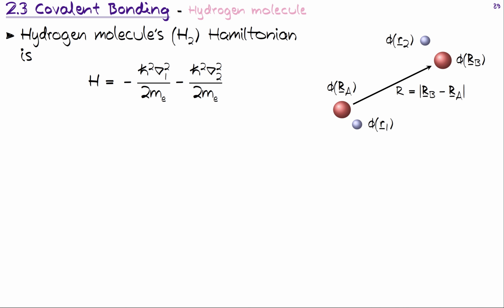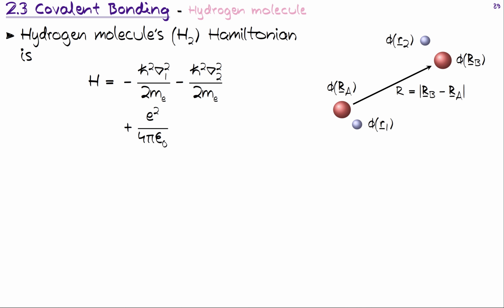So the subindex 2 denotes that we are now describing the second electron. And then we have many other terms that give rise to the potential energy of our system. And of course, the Hamiltonian is the operator that gives us the total energy of the system we're studying.